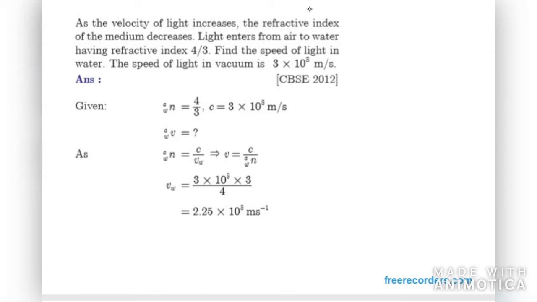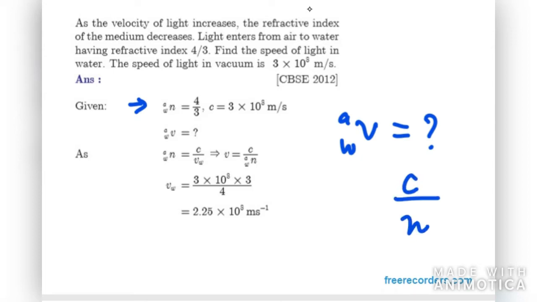It says light enters from air to water having refractive index of 4 over 3. As you can see in equation 1, it says n equals 4 over 3. Now we need to find the speed v_aw. I can write it here. We need to find this. We need to find speed. So speed is nothing but equal to c over n_aw.